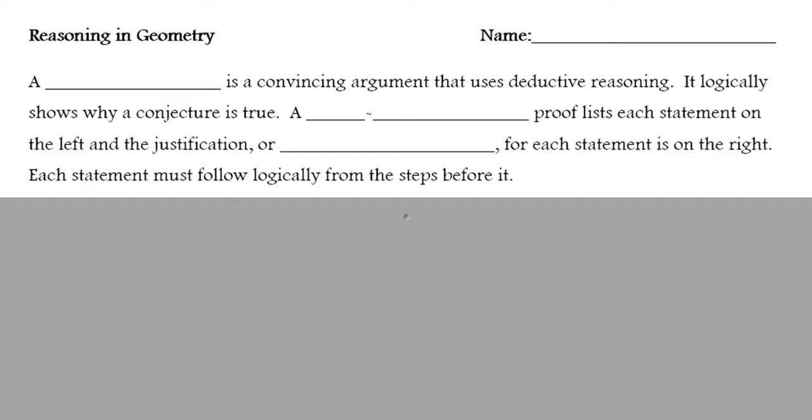Okay, so a geometric proof, or a proof, is a convincing argument that uses deductive reasoning. It logically shows why a conjecture is true. A two-column proof is what we're going to be working on, and that's going to list a statement on the left and the justification or the reason for each statement on the right. You don't need to have this in your notes at all. This is just an introduction to what we're doing.